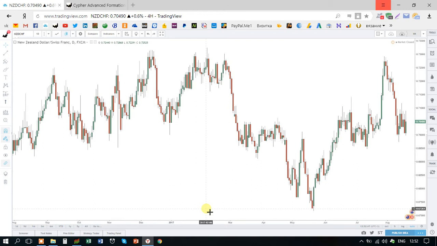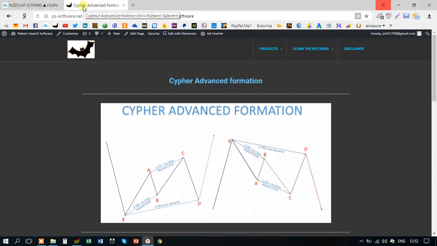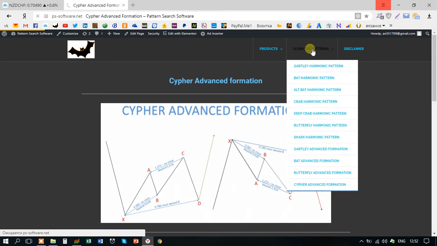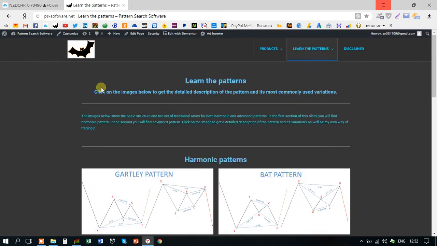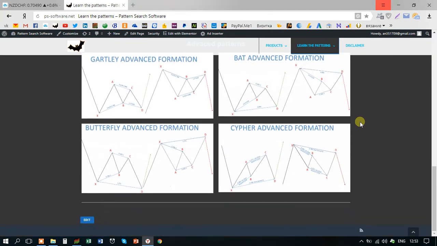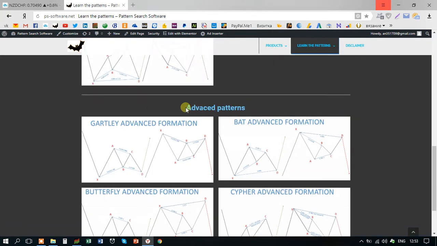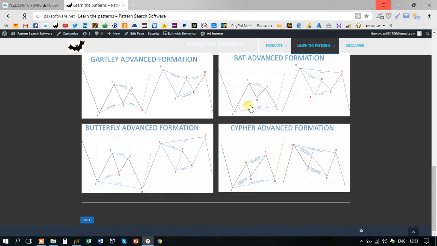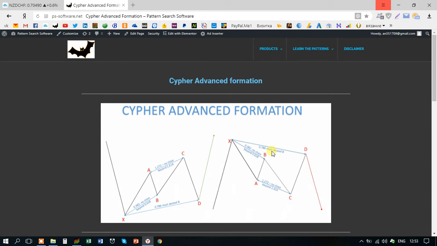Okay, so you can have the complete reference of these rules on my website. Just go to www.ps-software.net, click that Learn the Patterns tab, and you will have this page. Don't be lazy, guys. Scroll this page to the downside. And under that Advanced Patterns section, you can find the Cipher Advanced Formation. Click on that. It is very important to click on that. If you don't click, you don't have the magic of having this description.